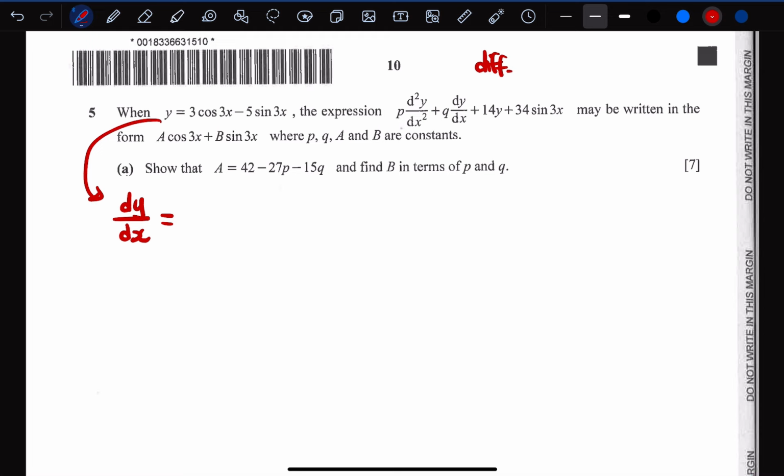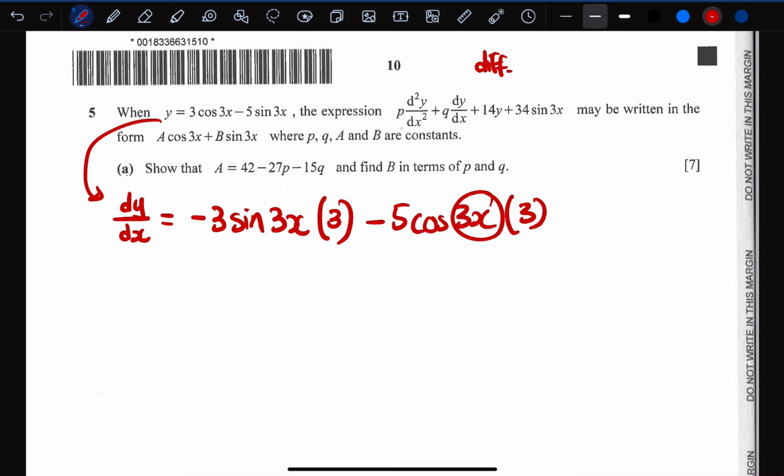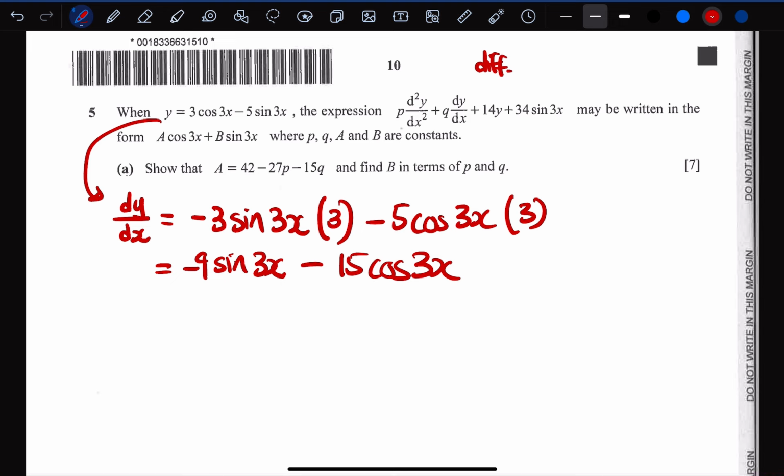Right, so you differentiate cosine, you get negative sine, and the 3 remains outside, so negative sine 3x. And we need to differentiate the inside one more time, so we get a 3. We differentiate sine, we get cosine, so minus 5 cosine 3x, and we get another 3 because we differentiate the inside. Simplify this, you get it to be negative 9 sine 3x minus 15 cosine 3x. Okay, that's your first derivative, dy dx.